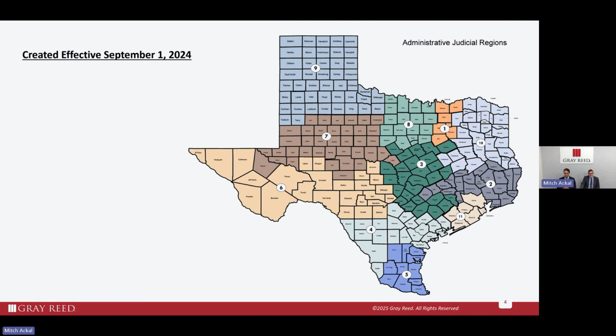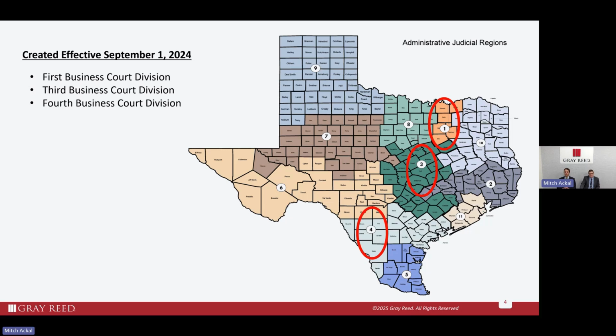So like Mitch said, the court was created last year, effective September 1st. And while there are 11 divisions, there are currently only 5 open and operating divisions. You see them here on the slides, the 1st, 3rd, 4th, 8th, and 11th. And as you can probably see from the map, those track and correlate to the major urban cities and areas with Dallas, Fort Worth, Houston, Austin, and San Antonio.